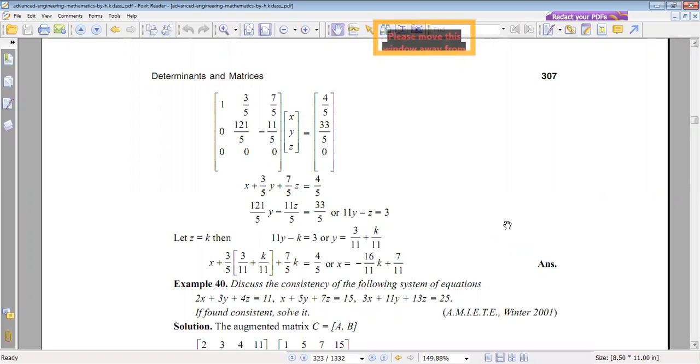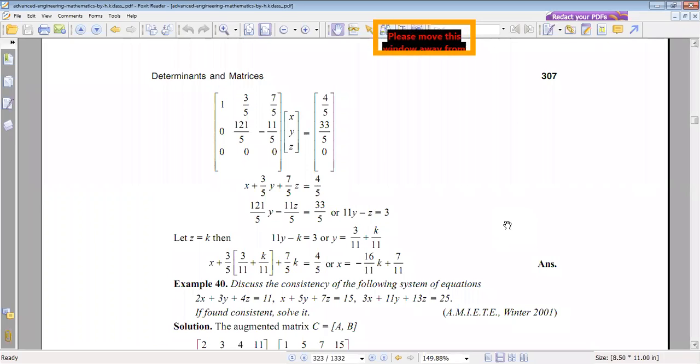In this way we can check the consistency of a system of equations, as well as find the solution of the system. The first case: if the rank of the matrix is not equal to the rank of the augmented matrix, then the system has no solution. I have already given that example. Second: if the rank of the matrix equals the rank of the augmented matrix equals the number of unknowns, meaning those x, y, z or x1, x2, x3, then the system is consistent and has a unique solution. Clear?